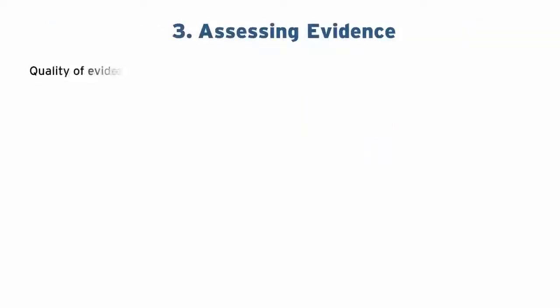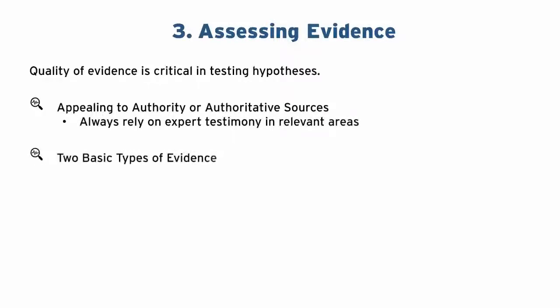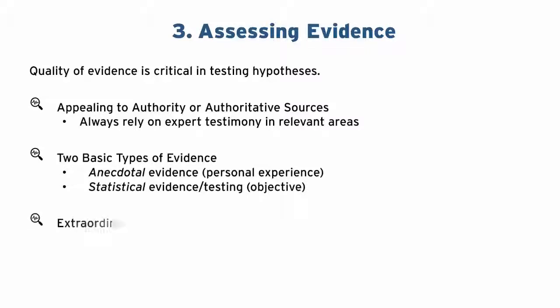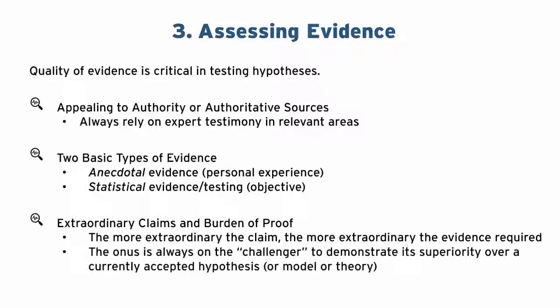When assessing evidence, one must be aware of the role of authority. We also need to distinguish between anecdotal evidence versus statistical evidence in testing. One of the two basic tenets of assessing evidence is that the more extraordinary the claim, the more extraordinary the evidence must be. The second tenet is that the onus is always on the challenger to demonstrate the superiority of their hypothesis over a currently accepted hypothesis.